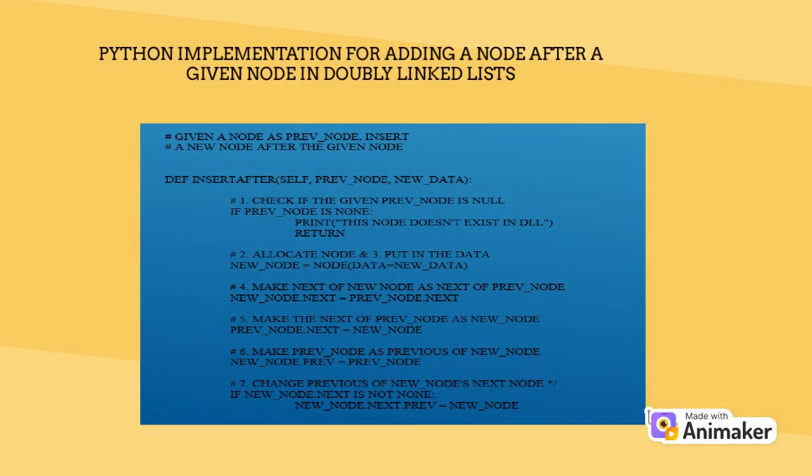First we have to check whether the given previous node is null and print that the node doesn't exist in the doubly linked list. Then we have to allocate the node and put in the data, and we have to make the next of the new node the next of the previous node. Then we have to make the next of the previous node the new node, and make the previous node the previous of the new node. At last, change the previous of the next node to the new node.